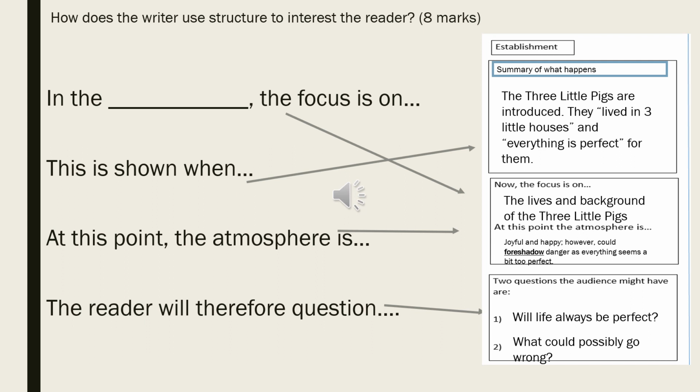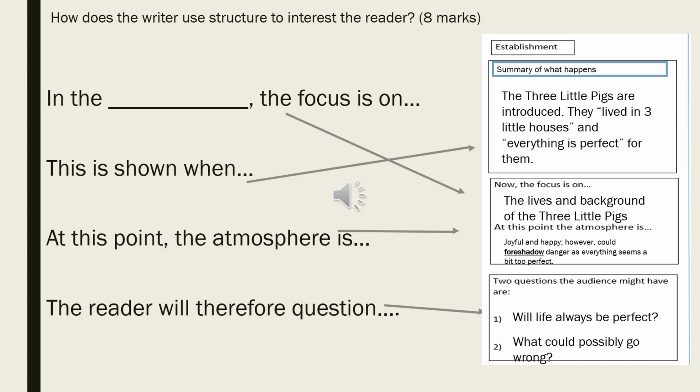Sentence starters are absolutely vital here to help you build each paragraph. So, by having sorted out what happens in the story and what the focus is on, we can write our paragraph up. And we start this way. In the establishment of the story, the focus is on the lives and backgrounds of the three little pigs. This is shown when the three little pigs are introduced. They lived in three little houses and everything is perfect for them.